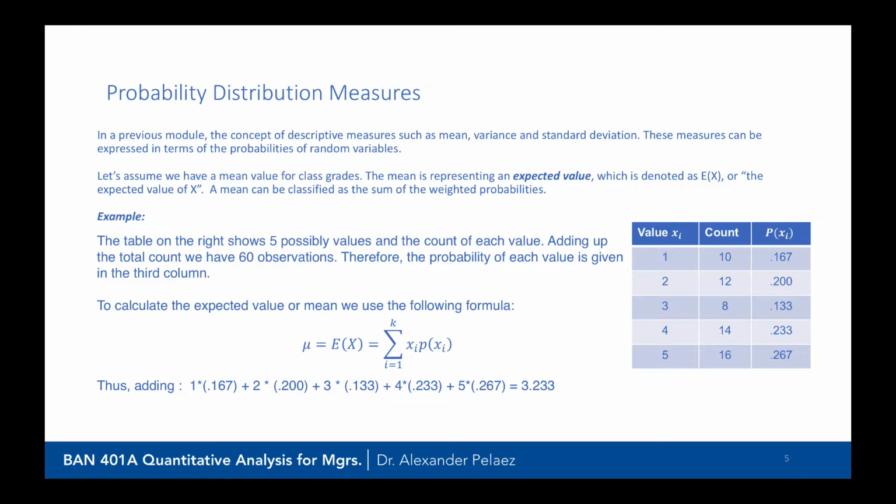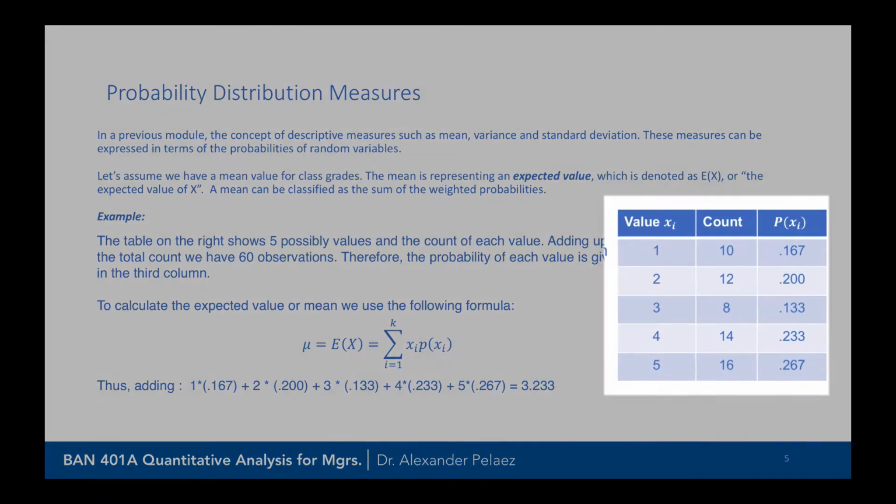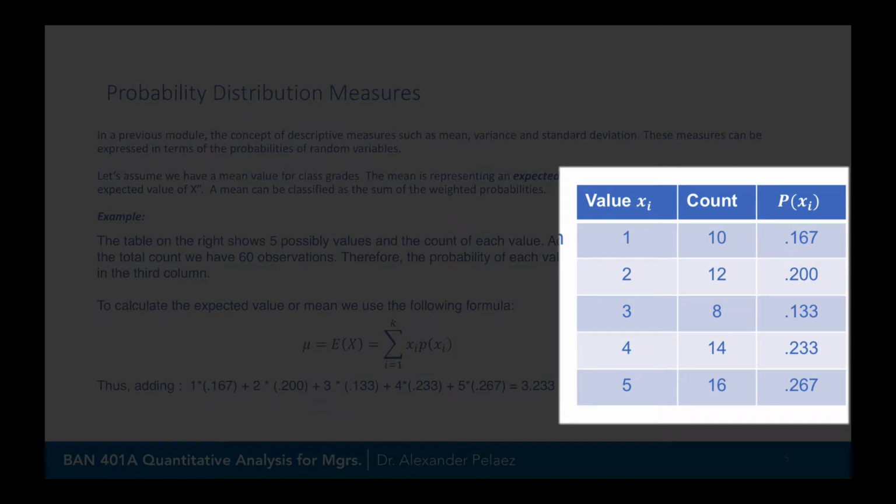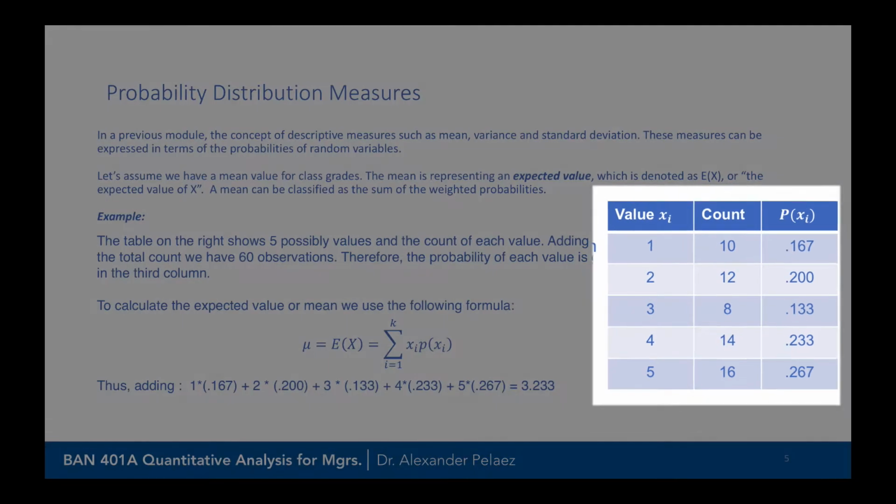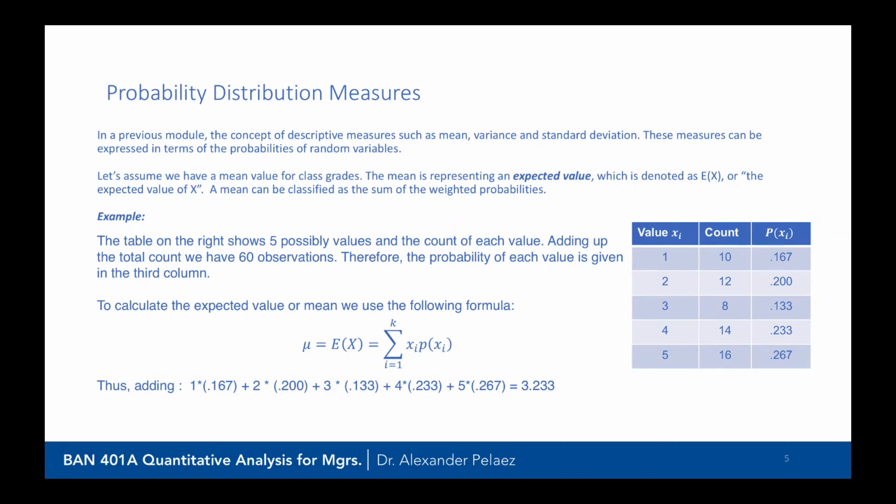Again, being discrete, we have the individual values of 1, 2, 3, 4, and 5. The table on the right shows 5 possible values and the count of each value. Adding up the total count, we have 60 observations. Therefore, the probability of each value is given in the third column. To calculate the expected value or mean, we use the following formula.